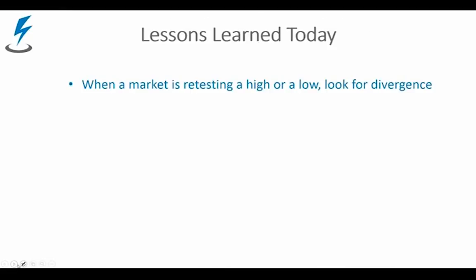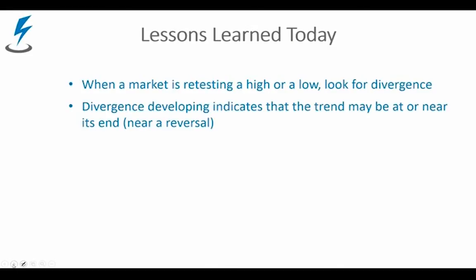Now, lessons learned today. Let's recap a lot of this, and I'm going to get to some live charts. When a market's retesting a higher low, look for divergence. Simple rule. Divergence developing indicates that the trend may be at or near its end, near a reversal as well. So when you look at it, look for it to confirm something else maybe you're looking at.